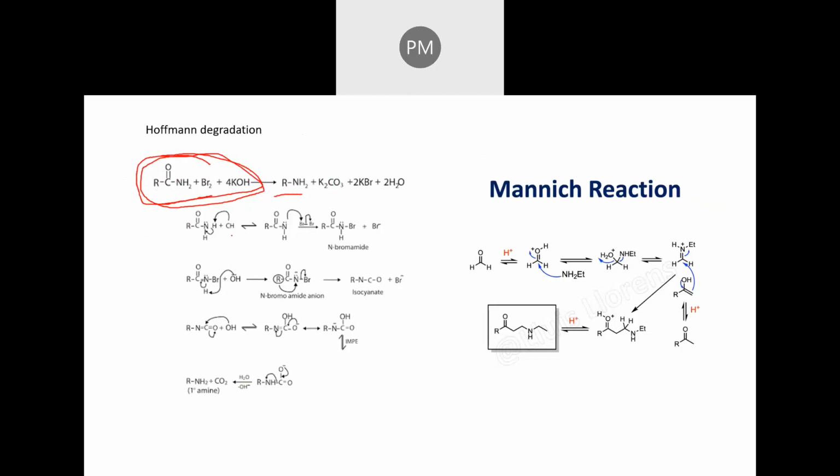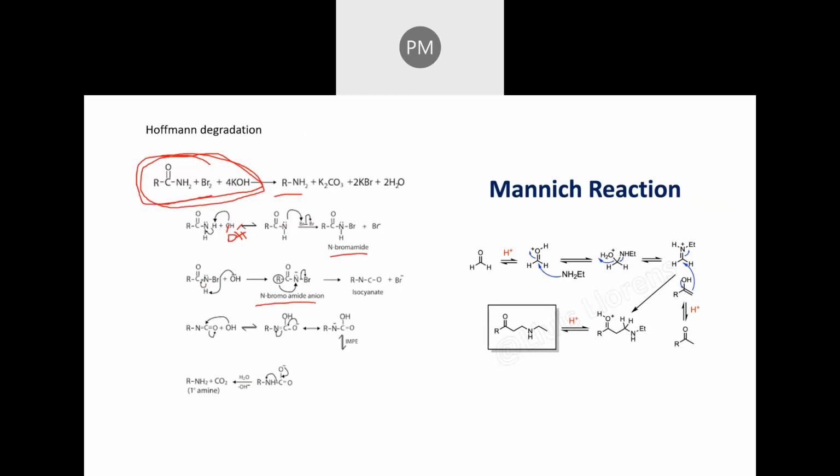So first, base, this will be OH. First this abstracts one proton from this nitrogen, so it becomes N minus, then this N minus attacks on Br, so that N-bromoamide is formed. Then from this N-bromoamide, another abstraction of proton from here, so we are getting N-bromoamide anion.